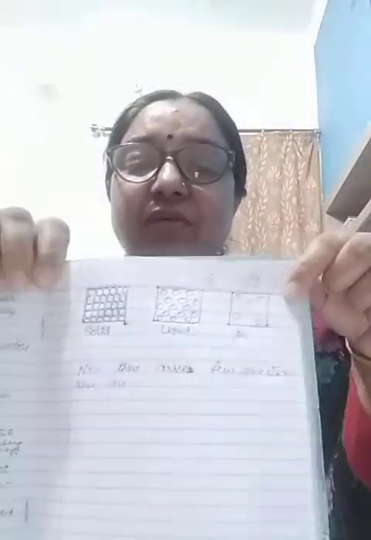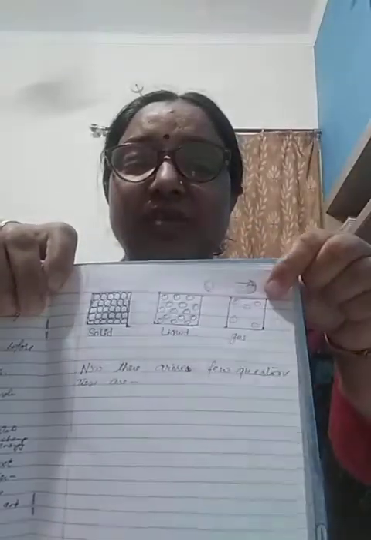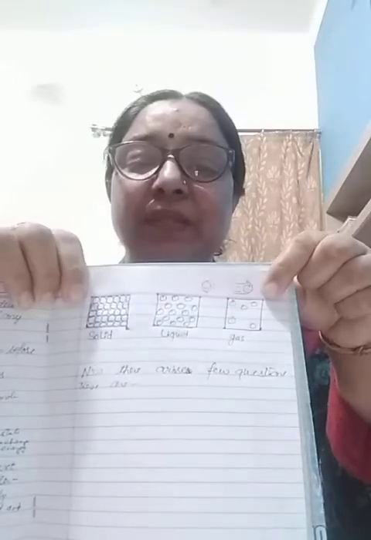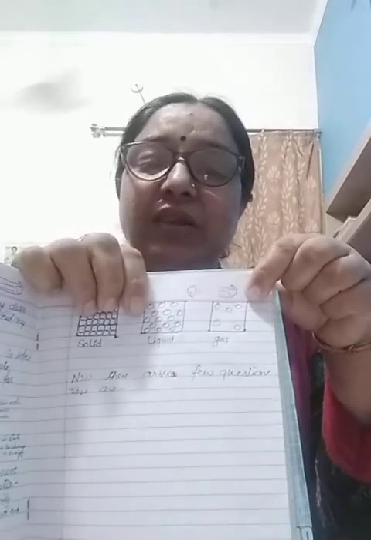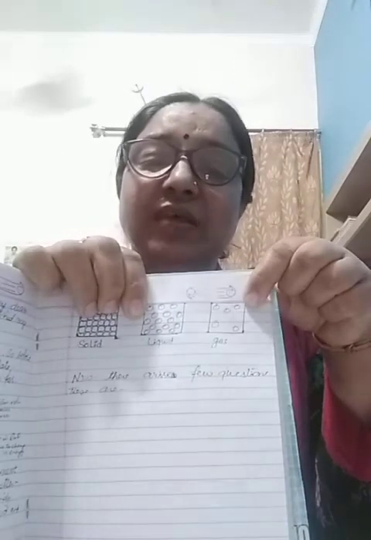Third property is interparticular space. In solids, particles are very tightly packed, so interparticle space is very less. In case of liquids, particles are loosely packed and there are little interparticle spaces. And in gases, particles are very loosely packed and the spaces are very large. You can see in this that solids have very negligible or very little space. Liquids do have some space, and gases have very large spaces.